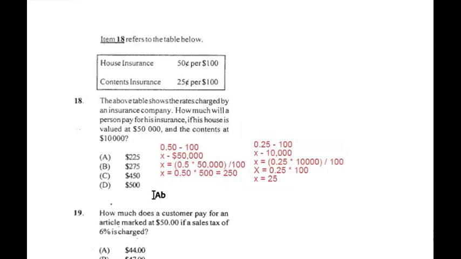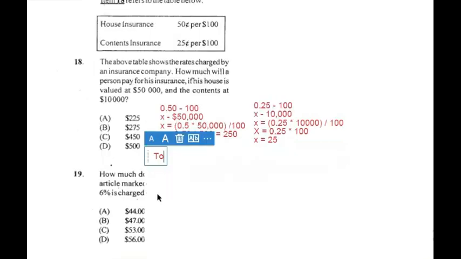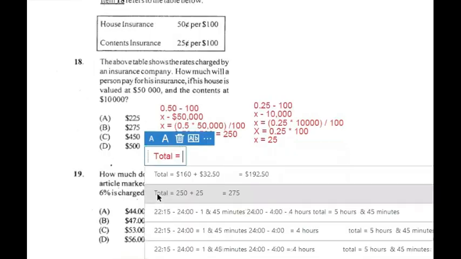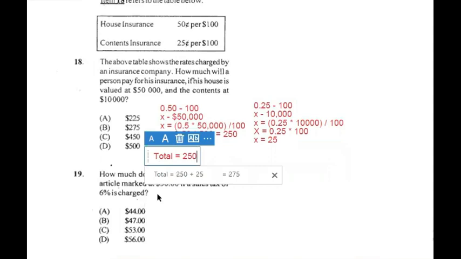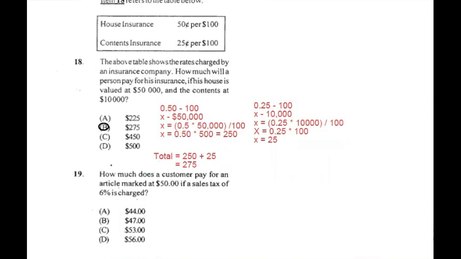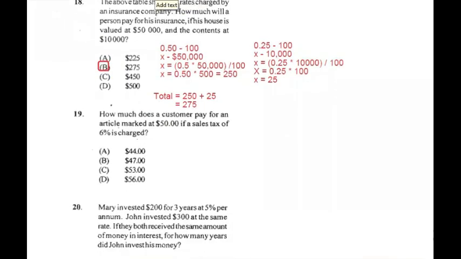So the total amount that you'll be paying is equal to 250 plus 25, and that is equal to 275. So 18 is B, and that is our answer. So just work them separately and then find the total.